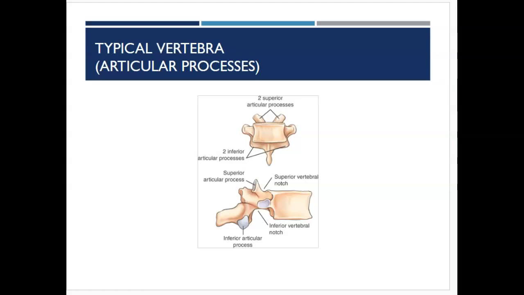This picture right here is really showing you again a typical vertebra with the articular processes. So we can see we have 2 at the top, 2 at the bottom, 1 would sit here, so then the superior articular process of the one below with the inferior articular process above would create that zygapophyseal joint.